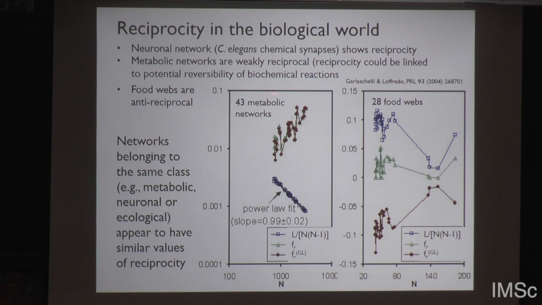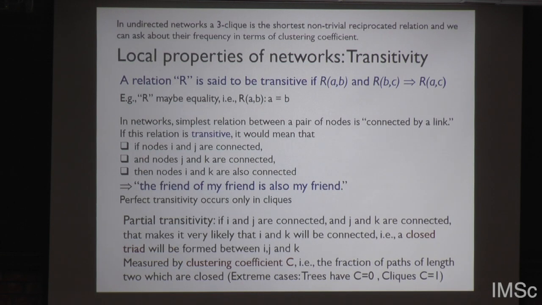So you can actually say quite a few things about a biological network simply by perusing all these local properties of clustering, reciprocity, and so on. Now, reciprocity typically is defined for directed networks.